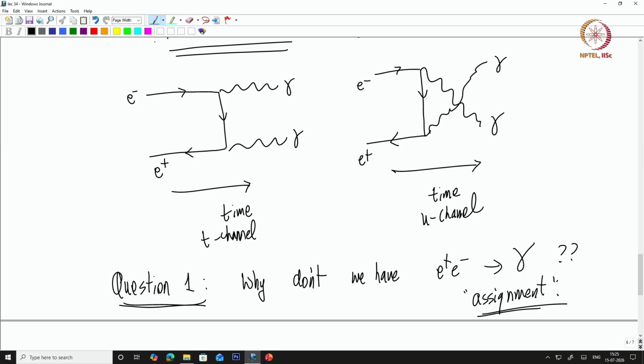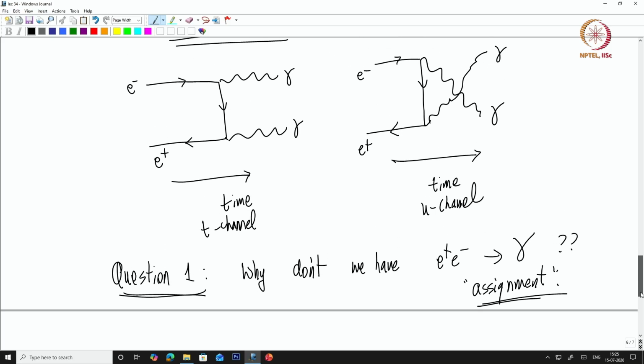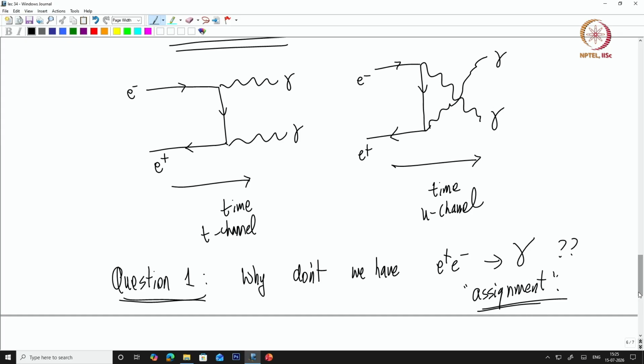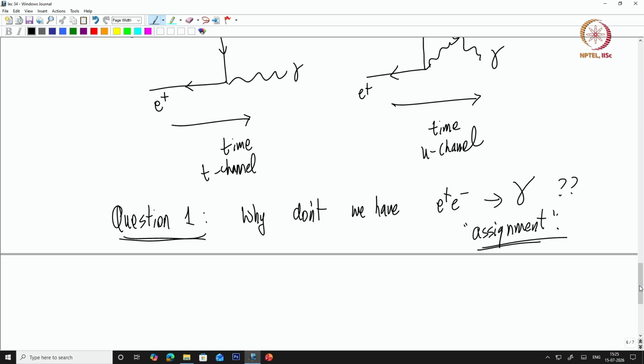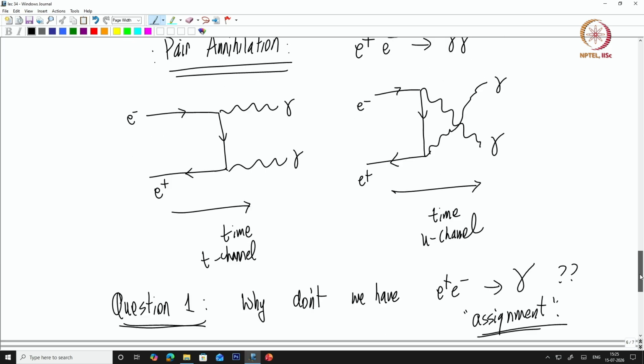I can give you the clue that this is related to some general principles, like conservation of some things which you already know, so think along those lines. The total process should conserve some things, and you can build an argument around it essentially.